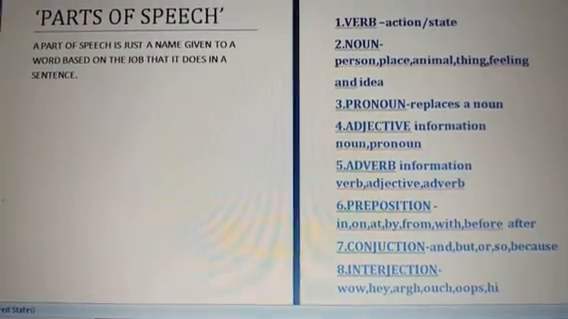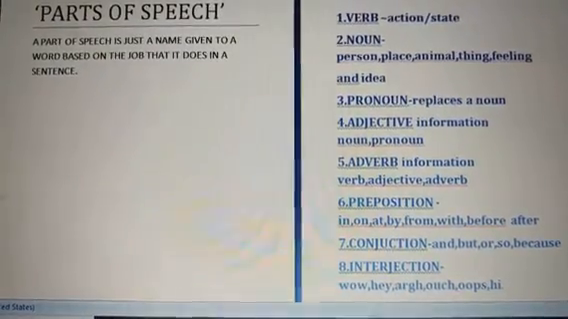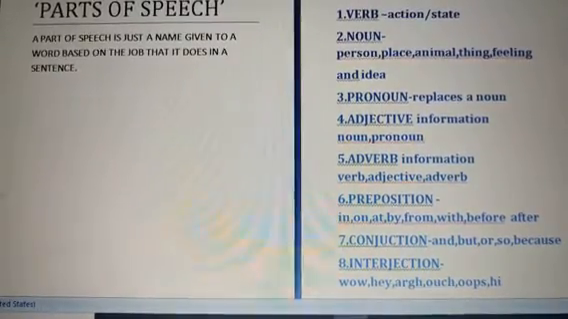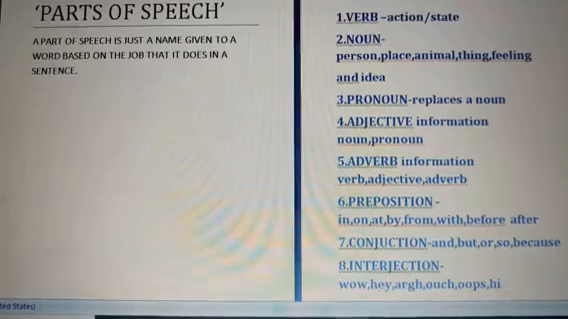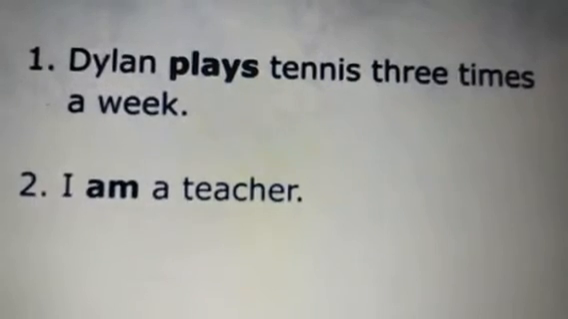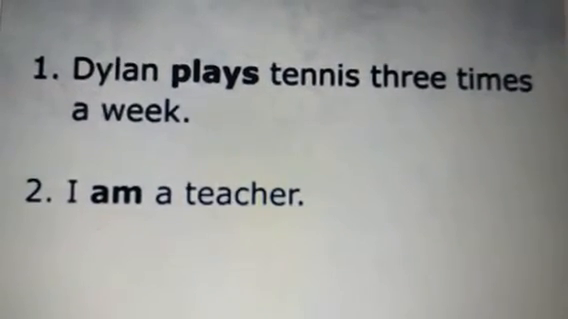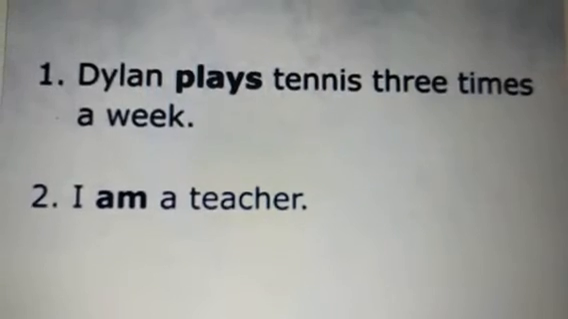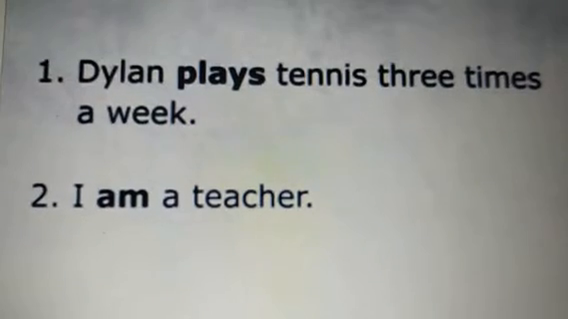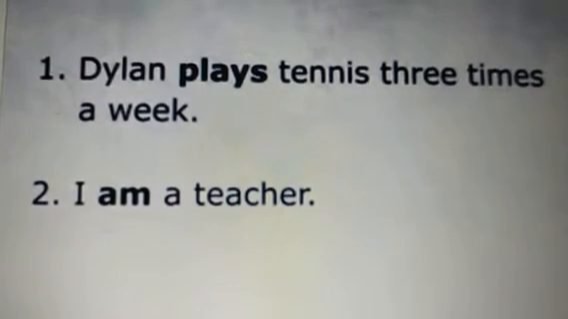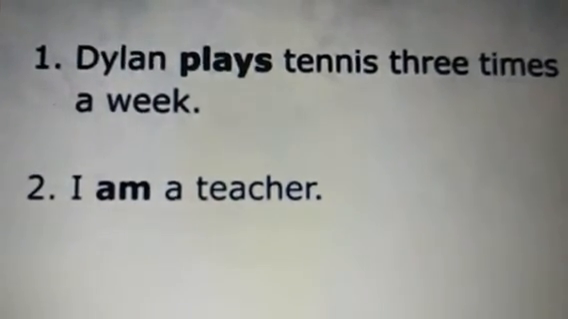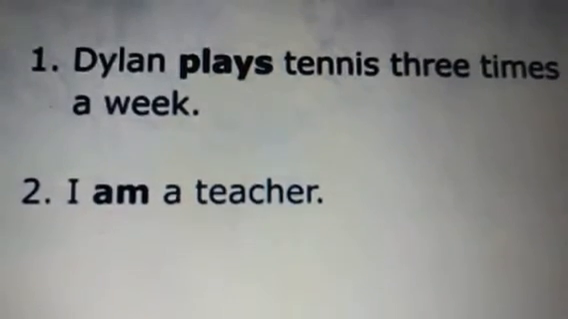So what does a verb do? Well, a verb is a word that shows an action or a state. State means the situation. For example, in the sentence, Dylan plays tennis 3 times a week. Now here the verb is play, because that is the action, and we are saying plays because for he, she and it we say plays. We add s to the verb in the present tense. So Dylan plays. That's why we have used plays.